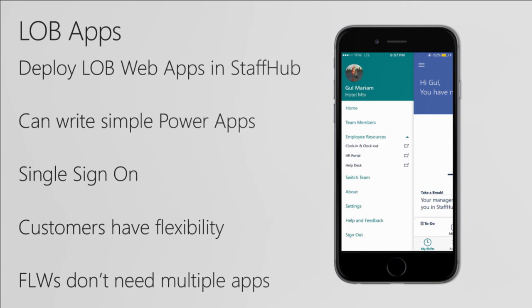And the other thing is, if any of these line of business web applications have been built as a Power App, then you get the additional benefit of single sign-on. So once the first line worker is logged into StaffHub, they don't need to log in anymore. The Power App would just work for them.